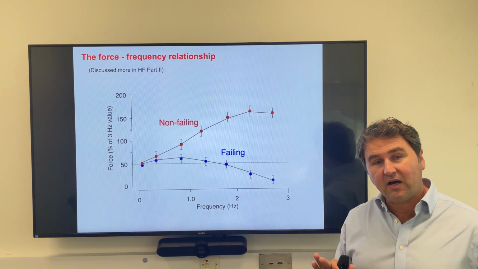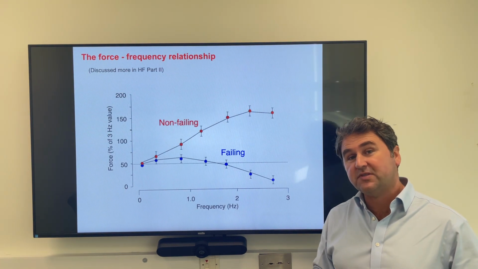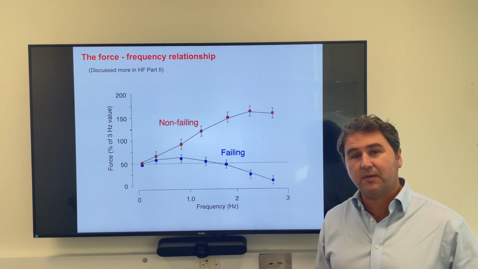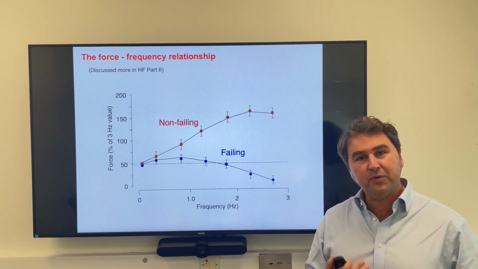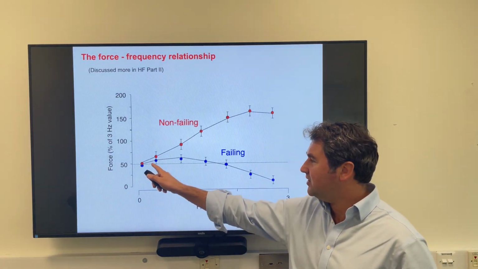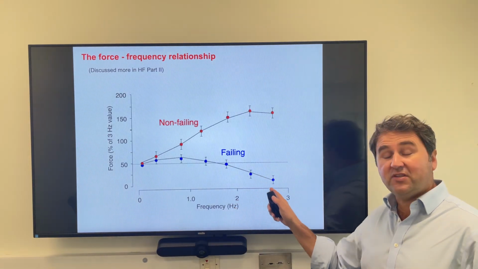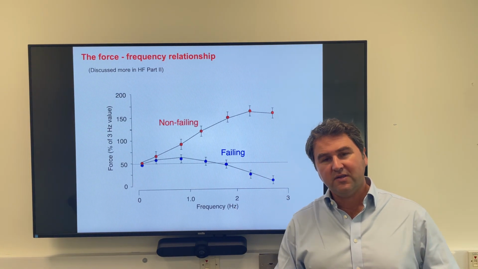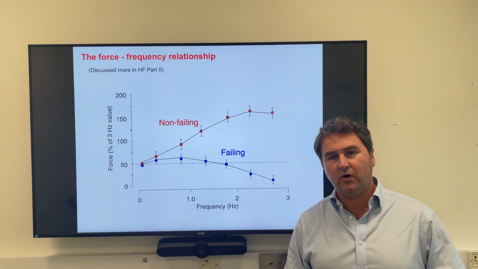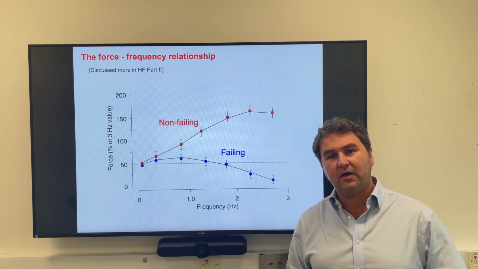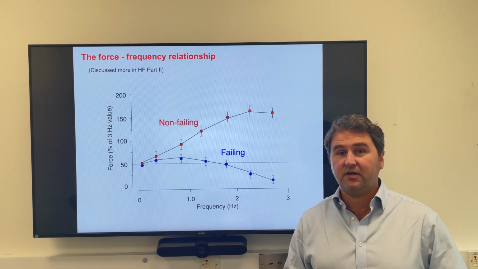But in a failing heart, and we will discuss heart failure in a lot of our subsequent videos, you can see the opposite is true. As you increase the heart rate, you actually decrease the force of contraction. This has serious implications on the physiology and distribution of oxygen in these patients, and we will discuss that in some of our subsequent videos.